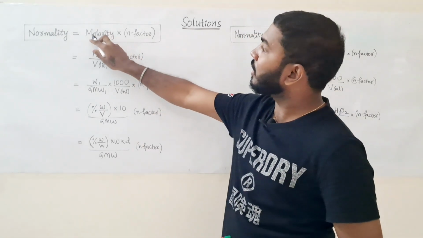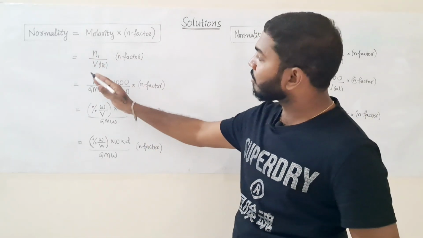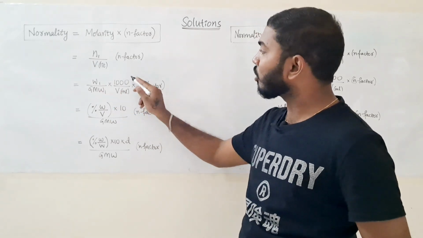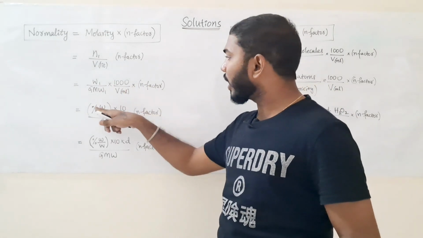Now we can write, in place of molarity, number of moles by volume, and then number of moles divided by volume can be written as weight by gram molecular weight into 1000 by volume of solution in milliliters. And then the same thing we can arrange.